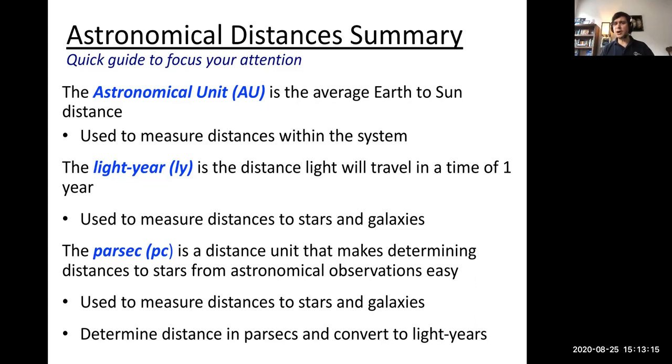The parsec is also used to measure the distances to stars and galaxies, but it is a unit that pops up just out of how we measure distances, what observations we can make at a telescope. And so this is the one when we're doing our calculations based on our telescopic observations that pops out quite easily. So normally we measure the distances to the stars in the number of parsecs. And then we have to convert that to number of light years, which makes more sense to the brain.